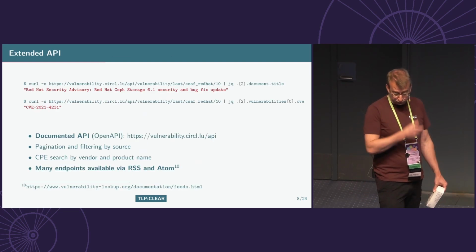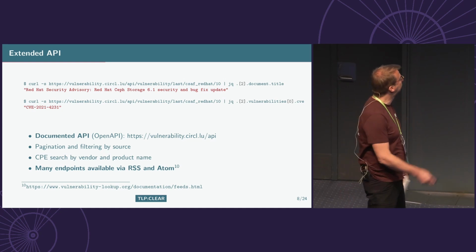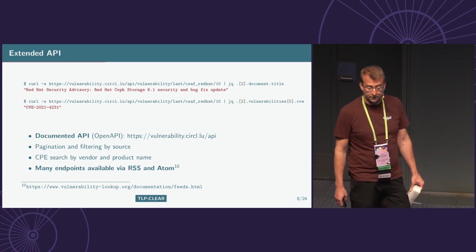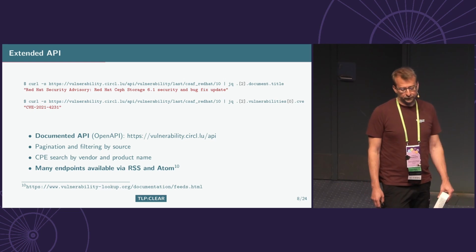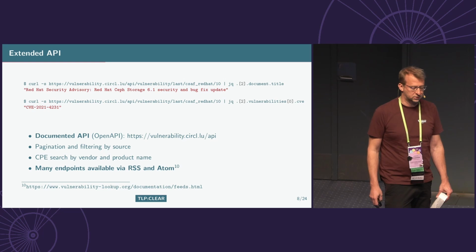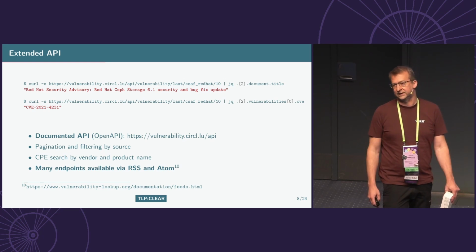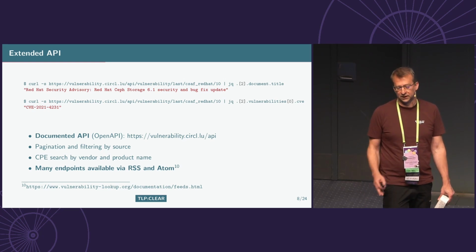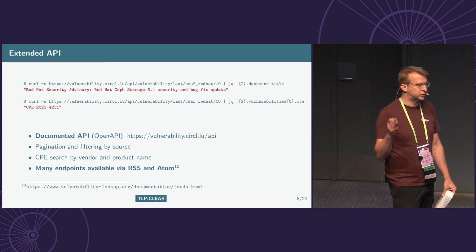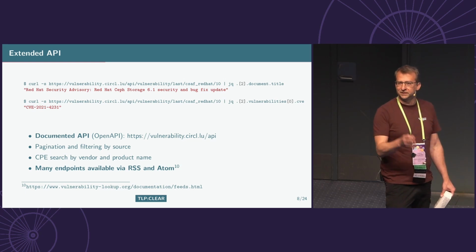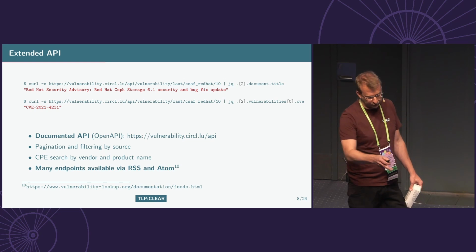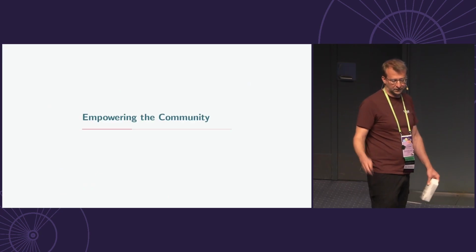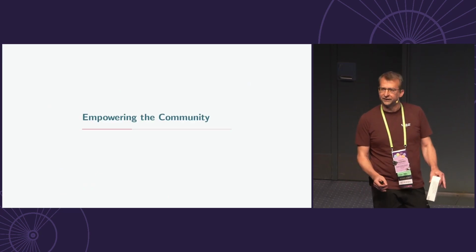Here are some examples of the API, if you want to play with it. We have an extensive API, completely under OpenAPI, and it's documented. You can do heavy pagination there, you can search by CPE and so on. We are big fans of RSS and Atom. Basically all the endpoints are RSS and Atom compatible, so you can monitor a specific product or vendor name in RSS format. You have complete documentation for the feeds, so that's pretty easy. That's, I think, the first step.